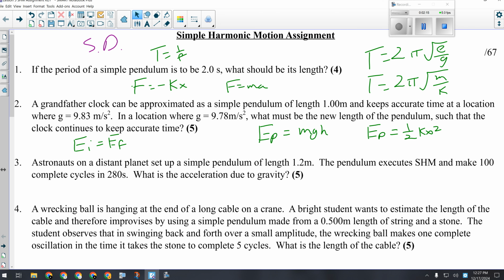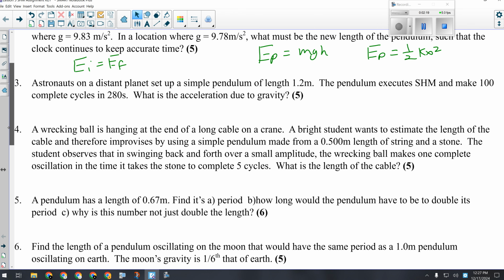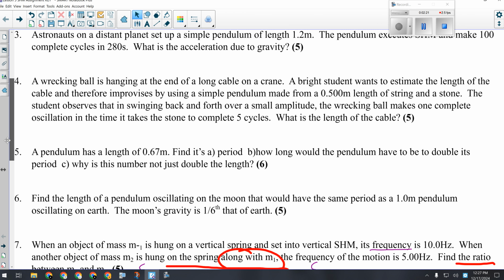I would say that number 4 is contextually a little bit tricky, because it's talking about 2 different pendulums in the same question. You may have to use one to figure out something for the other, because there would be one thing that 2 pendulums oscillating side by side would share.